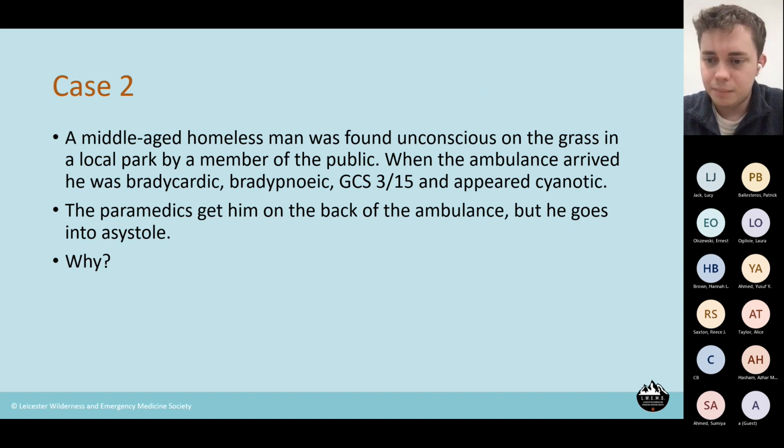A middle-aged homeless man was found unconscious on the grass in a local park by a member of the public. When the ambulance arrived, he was bradycardic, GCS of 3 and appeared cyanotic. The paramedics got him on the back of the ambulance, but he goes into cardiac arrest and it shows as asystole on the monitor. So in this case, why do we think that might have happened?